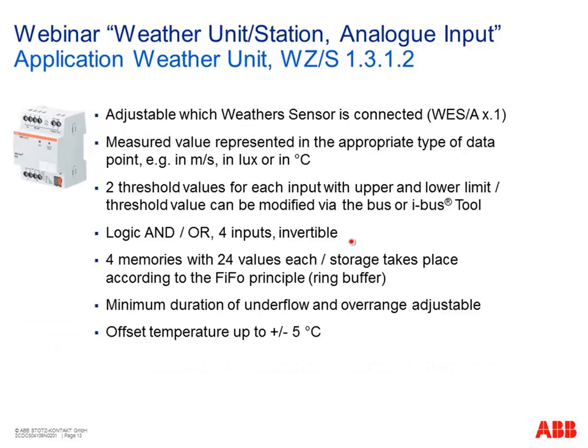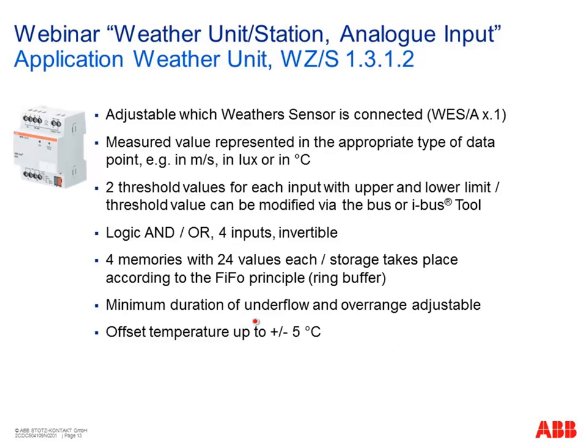What is available? Just a short overview of the application. I come to some more details later on. First of all, and you will see it also in one of the next slides, we can use the new weather unit also to connect our old sensors. It's possible. We can adjust this in the parameters, but you will see later on in a picture how it looks. Of course, all measured values will be represented in the right data type, depending on what you are measuring: meters per second, lux or degrees Celsius. We can program thresholds for each of our measured values. We have logical functions integrated. We have the option to store measured values in 4 memories, each with up to 24 values. It was also available before, but it's a special ABB feature in our weather unit.